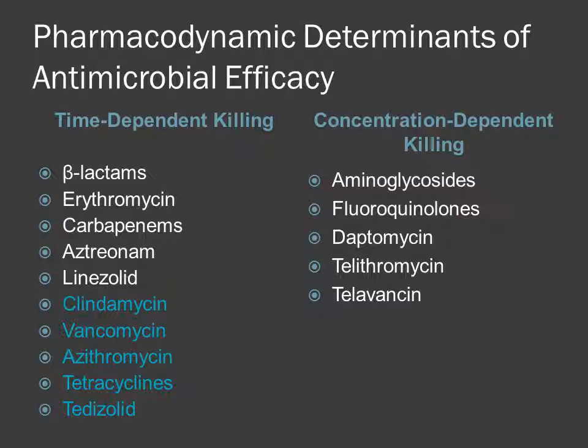Concentration-dependent killers include aminoglycosides. That's why once daily or extended interval aminoglycoside dosing is so efficacious. You get one large dose, and it's able to eradicate a lot of the bacteria. Fluoroquinolones are also concentration dependent. That's why it's important that you make sure that you're using the appropriate dose based on the indication and also based on the patient's renal function. Daptomycin, telithromycin, and telavancin, Vanco's more expensive cousin.